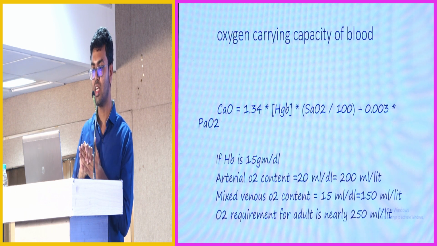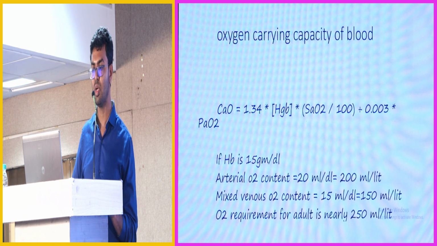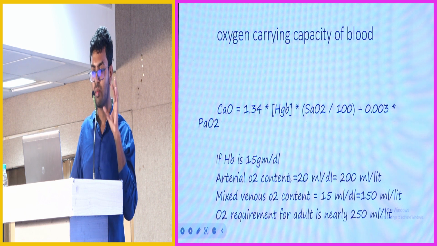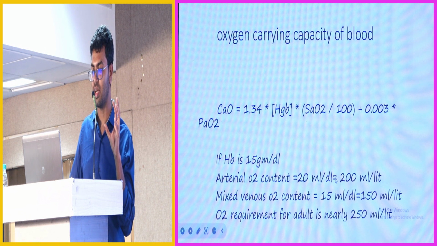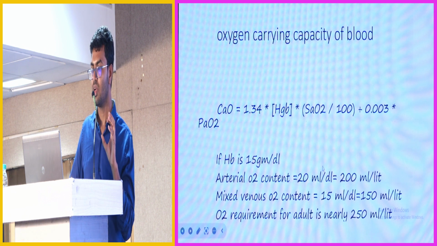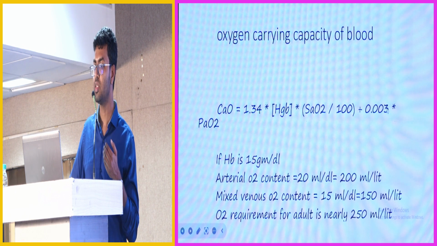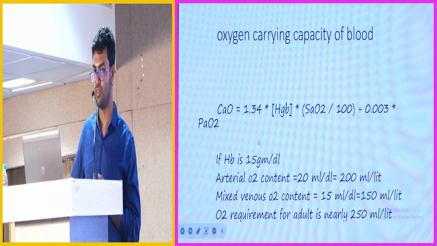If you see the oxygen carrying capacity of the blood, it is given by the formula 1.34 into hemoglobin into ratio of saturation of the blood by 100 plus 0.003 into PaO2. What it means actually is that if your saturation is 100 and your hemoglobin is 15, that 100 ml of blood can carry 20 ml of oxygen. And the extra dissolved oxygen will be 0.003 times the partial pressure of oxygen.